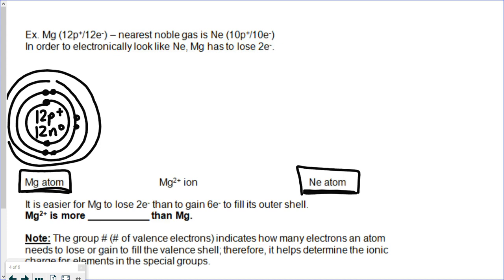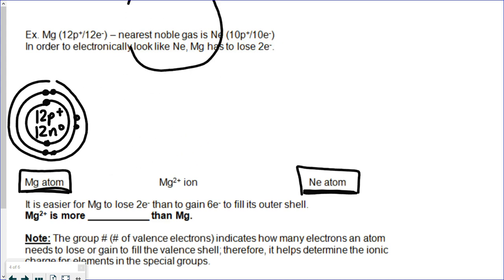Oh, I drew it in the wrong spot. Let's just throw this up here. I didn't circle my nucleus properly. Sorry, I'm not going to redo it now. You should have a circle around your nucleus and then your first shell. So we have 2, 10. We need 2 more. 1, 2.